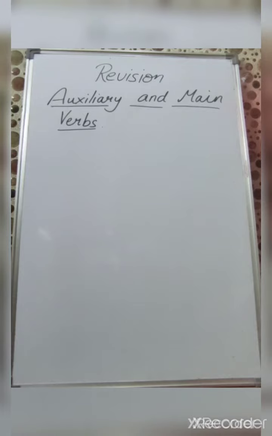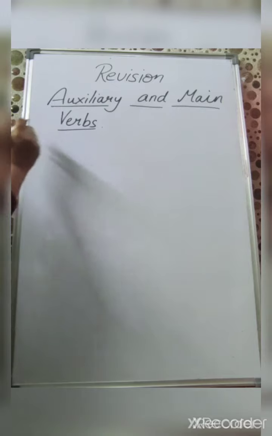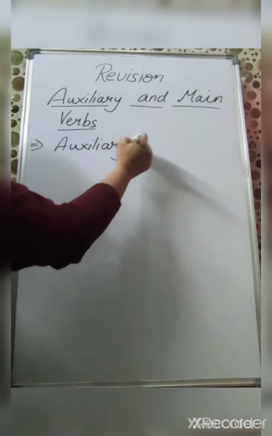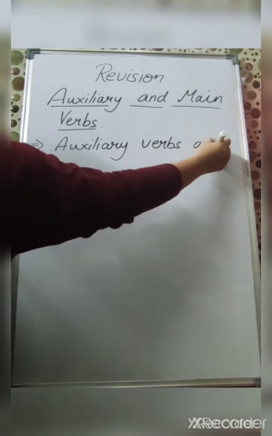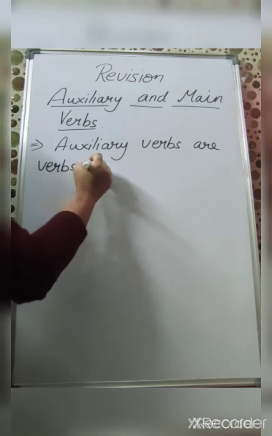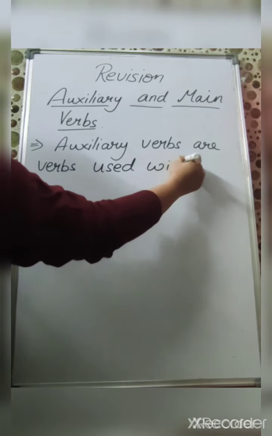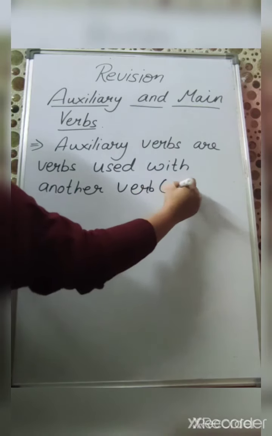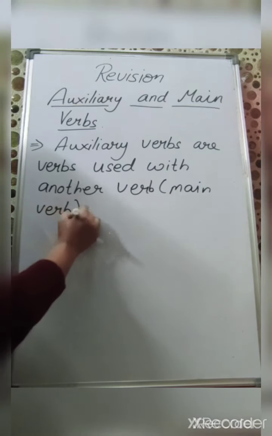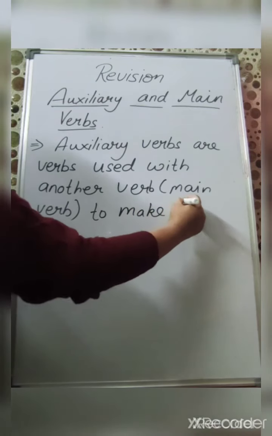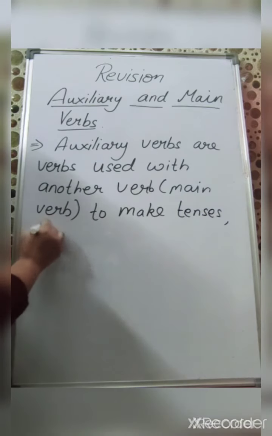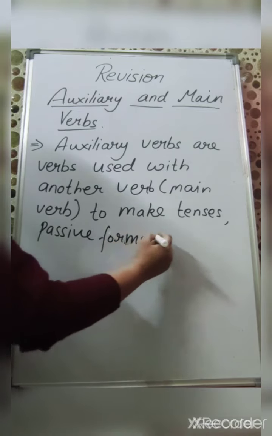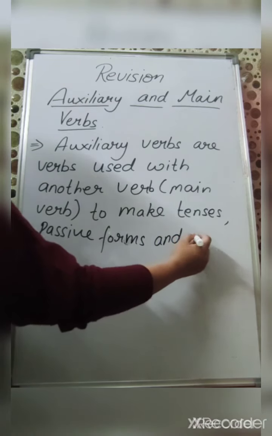So let us now understand what are auxiliary and main verbs. All right, let's see. Auxiliary verbs are verbs used with another verb, that is the main verb, to make tenses, passive forms, etc.